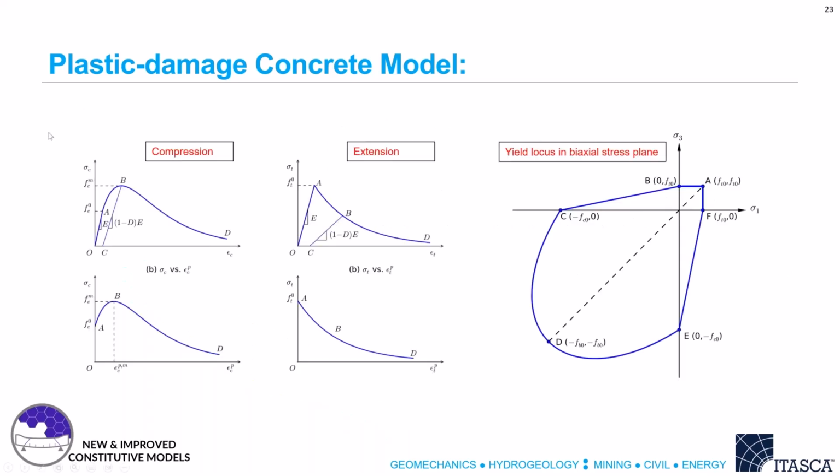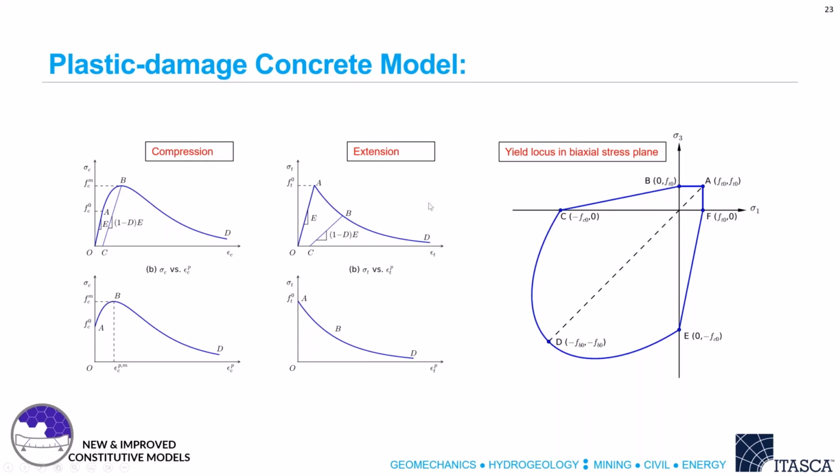Okay. So if we check these figures, the first column is a uniaxial load in the compression direction. The upper figure is load versus the total strain, and the bottom versus only the plastic strain. So in the compression direction, we have the hardening stage from A to B, and then the strength softening stage from B to D.